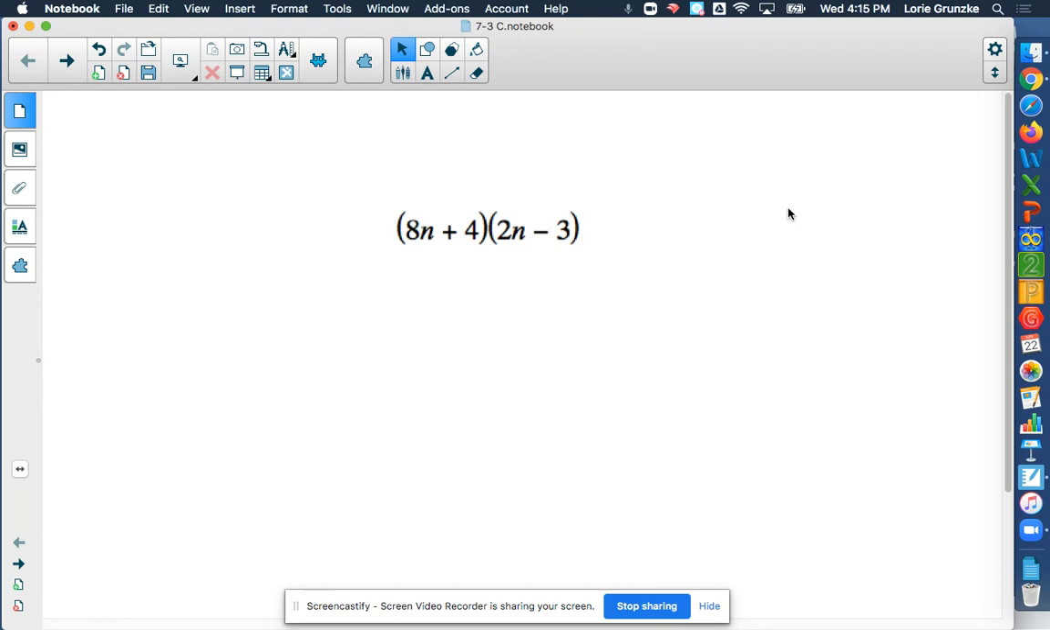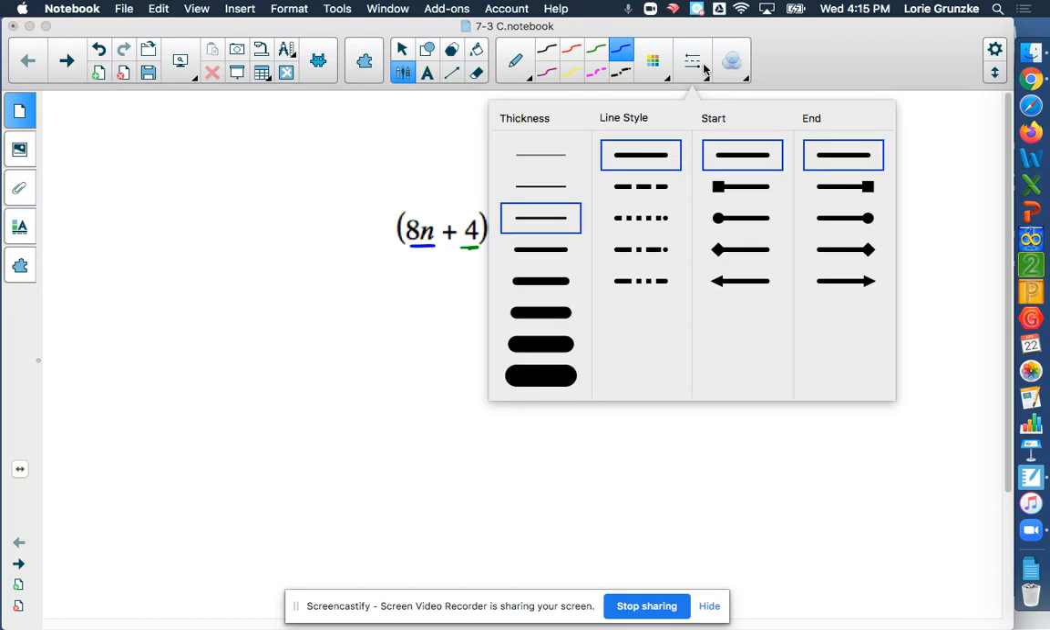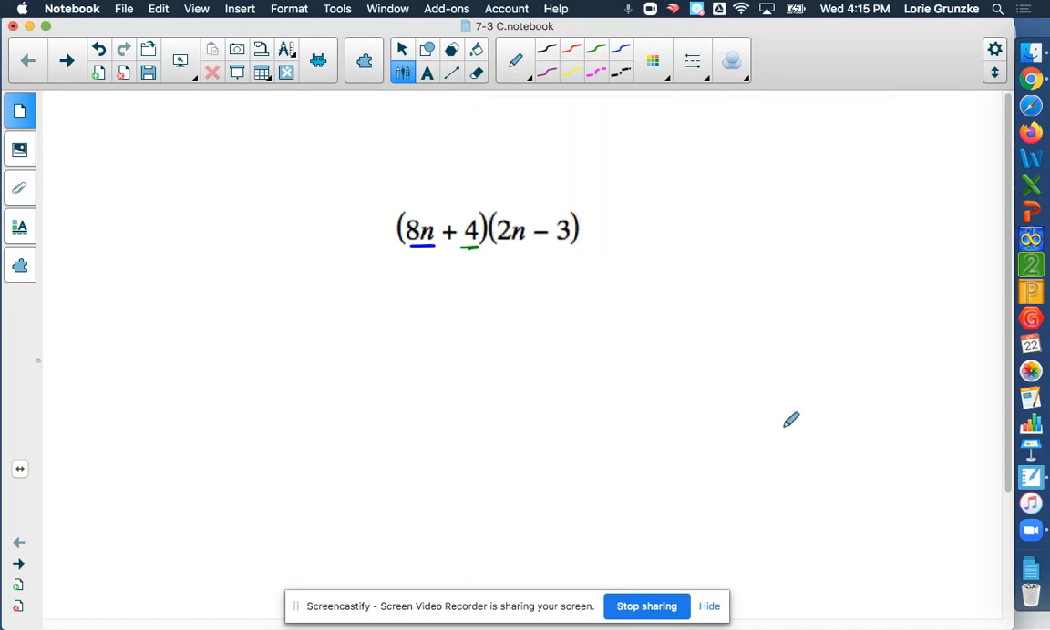So I call it double distributive. Oh, let me get a good color up here. Double distributive means you're going to take this 8n times both things in the other parentheses. And then, different color, you're going to take the 4 times both things in the other parentheses. So we're going to start with the blue, the 8n. I'm going to take 8n times the 2n, and then 8n times the negative 3.